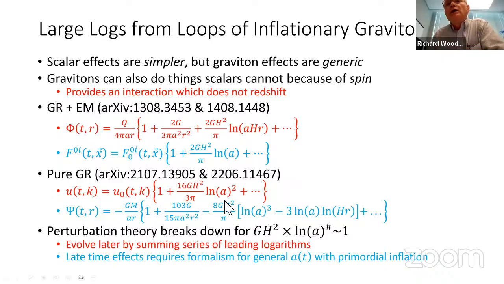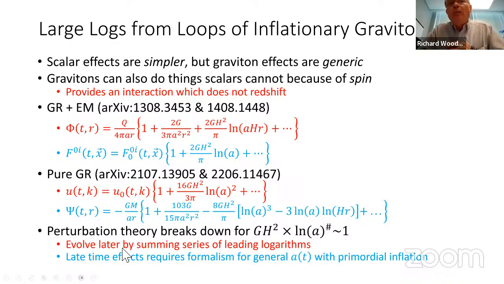The thing I want to draw your attention to is that the loop counting parameter, GH squared, is a small number if you accept the bounds from GH squared on the tensor to scalar ratio. GH squared must be 10 to the minus 10 or smaller, but the logarithm of A can get bigger, arbitrarily, depending upon how long you wait. So although these things start out as very small effects, if you wait long enough, eventually the logarithms of A will overwhelm the factors of GH squared, and it doesn't even take all that many e-foldings if you have a logarithm of A to the third power.